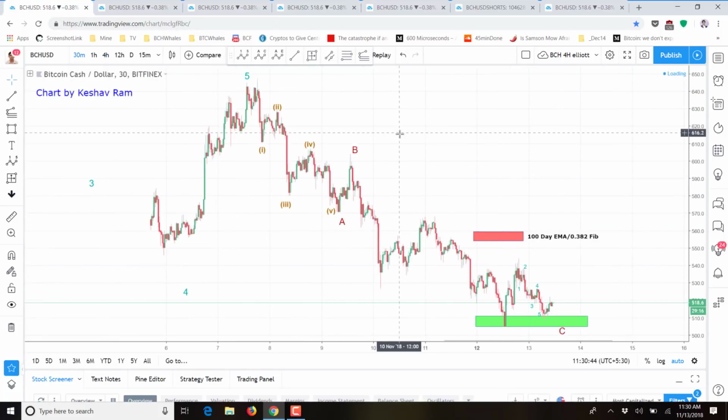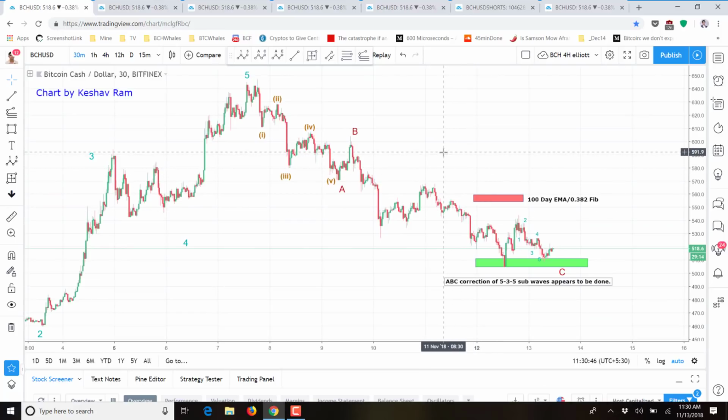Here's a smaller time frame that I have, a 30-minute time frame. As I said earlier, this is A, this is B, and now we are done with C. ABC corrections usually have 5 subwaves, then 3 subwaves, and 5 waves. So A and C have 5 subwaves and A to B has 3 subwaves, right? These subwaves 1, 2, 3, 4, 5, we recognized it very initially, and we are right, it was $70, and we also said A, B, C subwaves are also done.